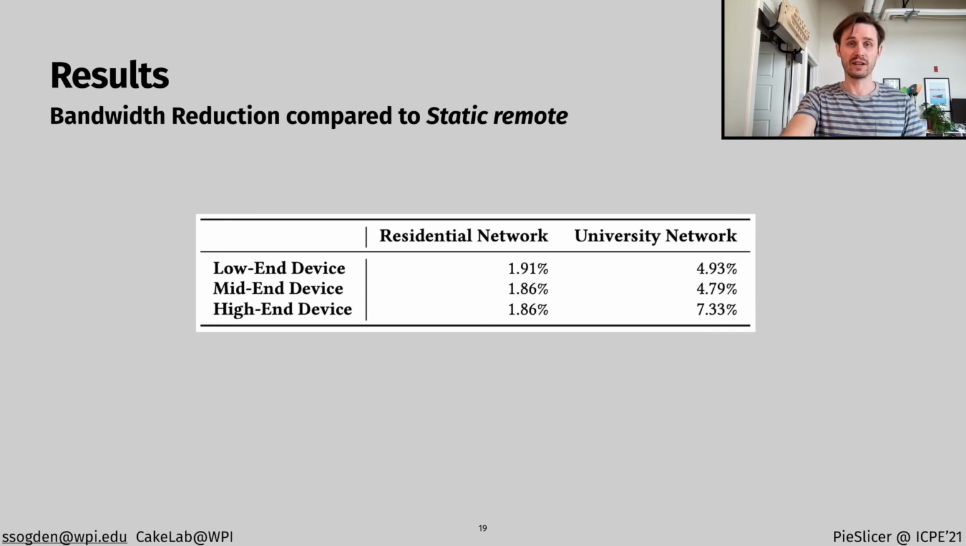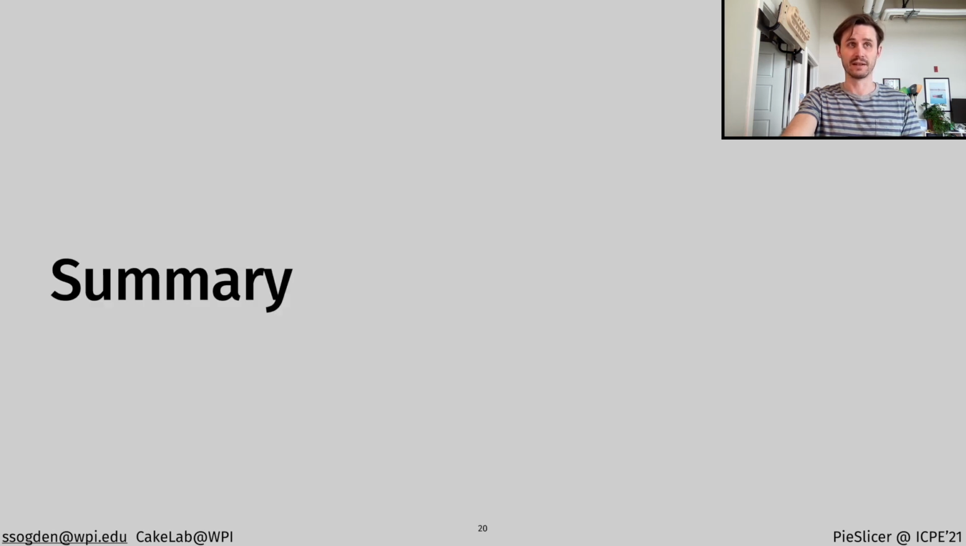Finally, one other advantage of using PieSlicer is that it can reduce the bandwidth usage over a static remote approach. This is thanks to pre-processing on device when it's advantageous to do so, allowing it to reduce bandwidth usage by over 98% in some cases and over 92% in all cases.